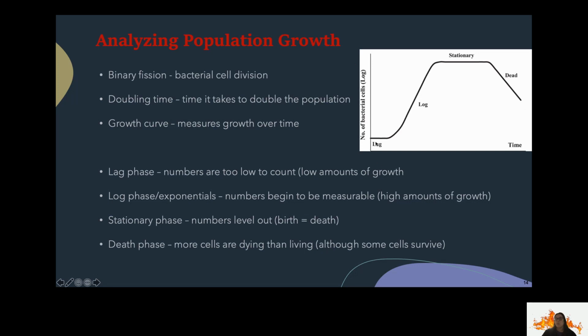The growth curve starts with a lag phase where there's no visible signs of growth, and the numbers are just too low at that point, leading to a log phase, or commonly called the exponential phase, where the numbers really begin to become measurable and the growth is in high amounts. The next phase happens when the resources start to become limited. It's called the stationary phase. And in this phase, the numbers are leveling out. So the amount of new cells being born or being divided is equal to the amount of cells that start to die.